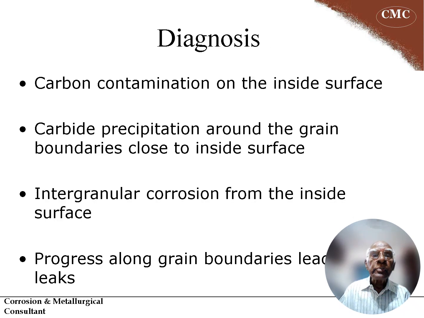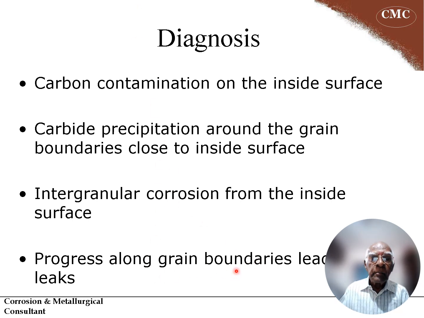So this is the diagnosis. Carbon contamination on the inside surface. The carbide precipitation around the grain boundaries close to the inside surface. Because there is an excess carbon, the carbide forms and precipitates, and this will remove the chromium. Hence, intergranular corrosion from the inside surface. This has happened because the chromium is used to make the carbide, and these are the areas where chromium is not there. So intergranular corrosion from the inside surface has taken place, progressing along the grain boundaries leading to leaks.